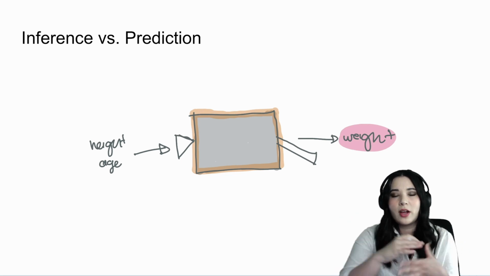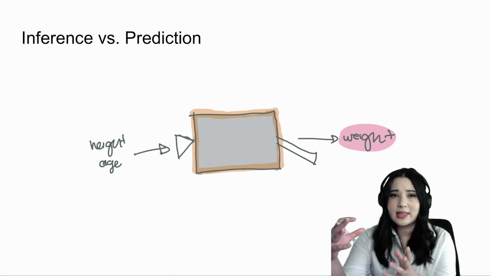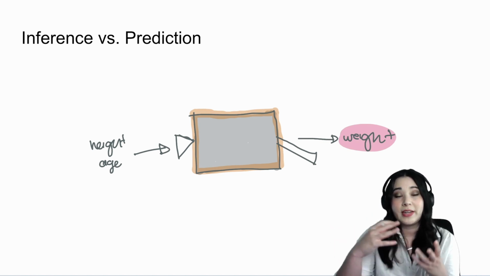In this class, a lot of the things we're going to be doing is going to be focusing on prediction. We're going to be assessing the output of our model to make sure that it is accurate.